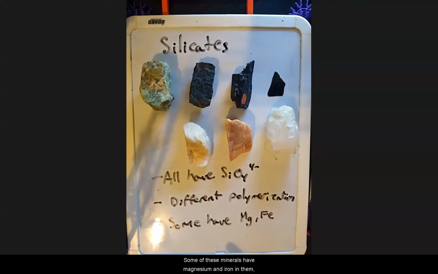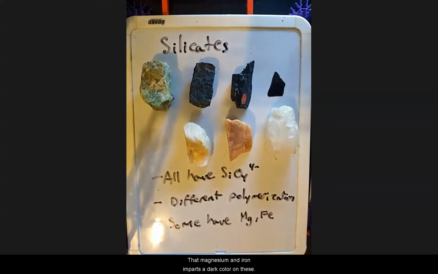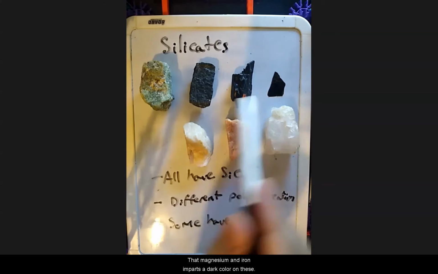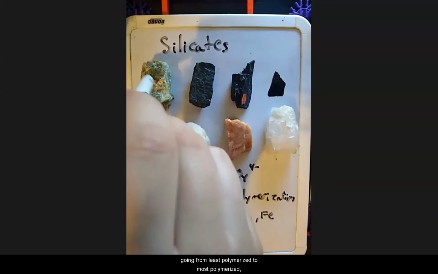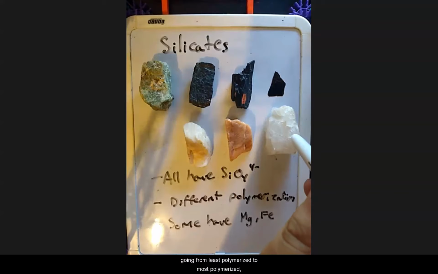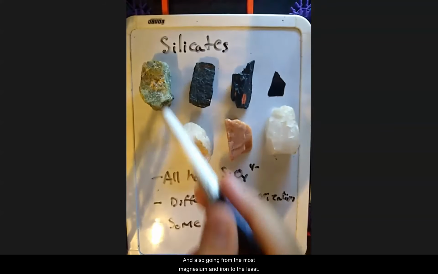So some of these minerals have magnesium and iron in them, notably the top 4. You'll note that those are all dark or green looking. That magnesium and iron imparts a dark color on these. That's going to be important when we're talking about, especially about igneous rocks. So keep that in mind. So those are different ways that we can separate the silicates into slightly different minerals, going from least polymerized to most polymerized, and also going from the most magnesium and iron to the least.